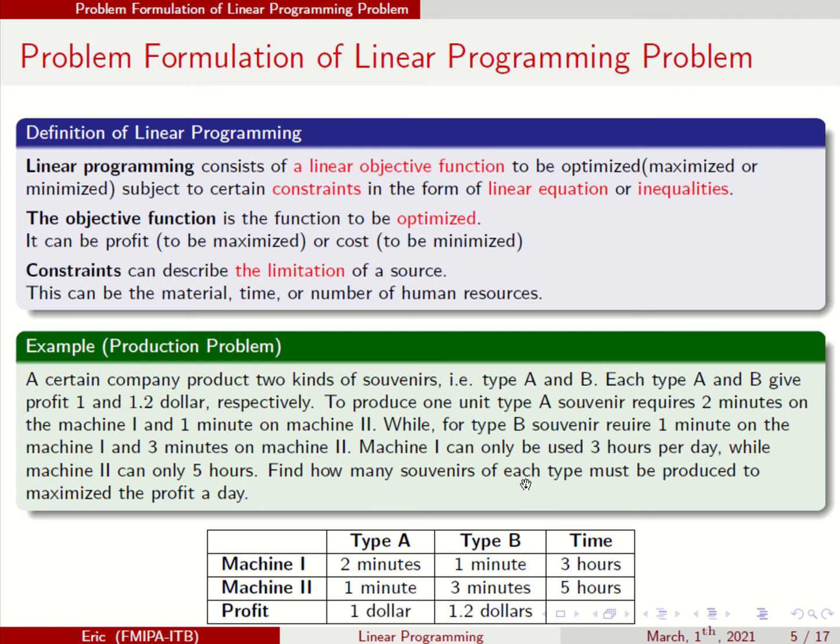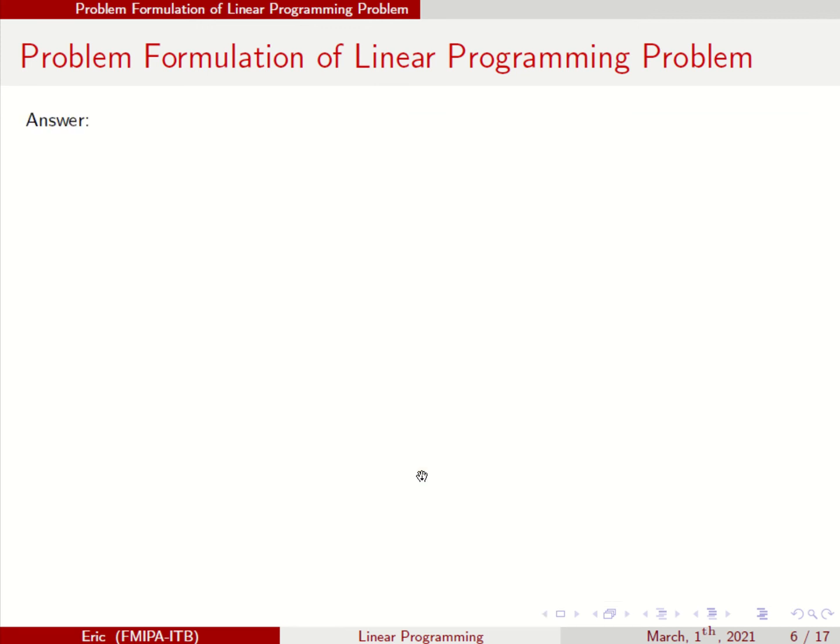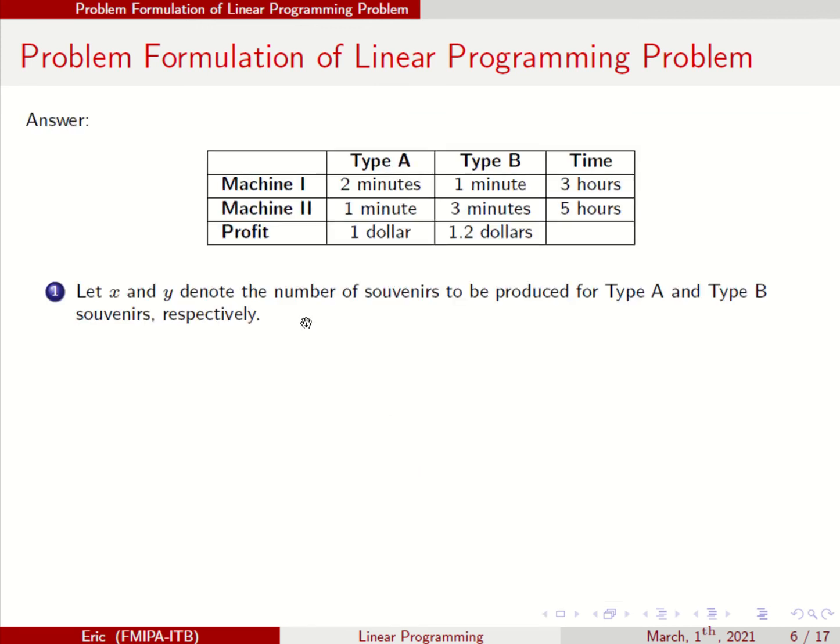Don't forget, in problem formulation, you have to define your variables first. Because you are asked how many souvenirs, you let X be the number of souvenirs to be produced for type A, and Y the number of souvenirs to be produced for type B.